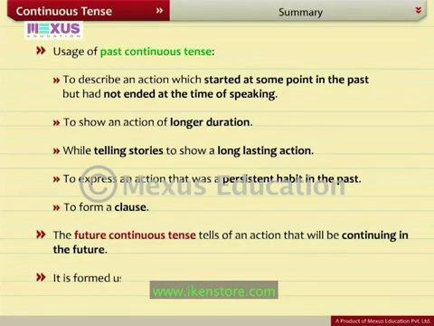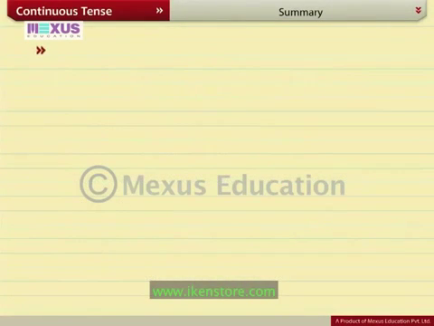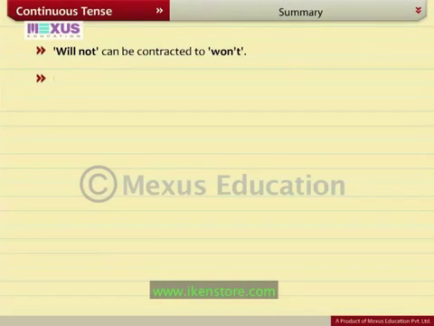The future continuous tense tells of an action that will be continuing in the future. It is formed using will be plus present participle. Will not can be contracted to won't. Usage of future continuous tense.